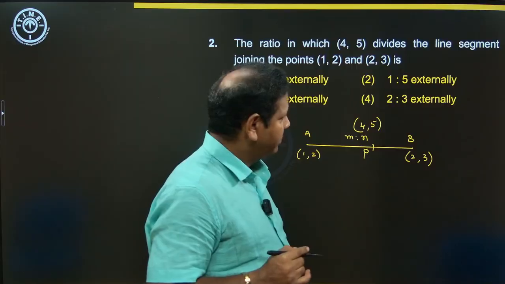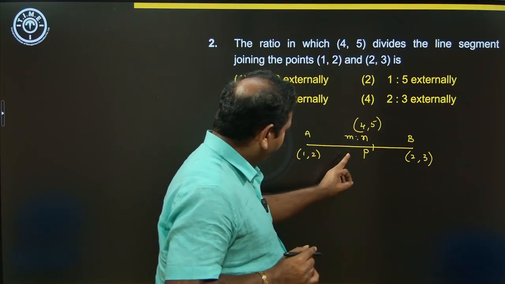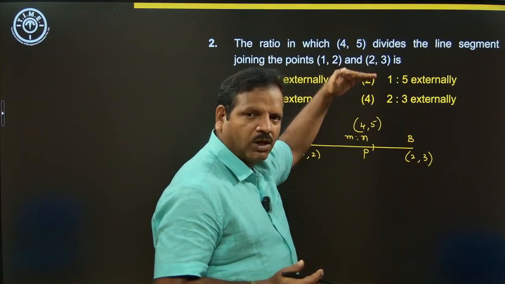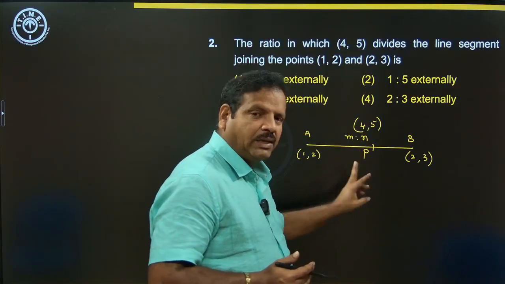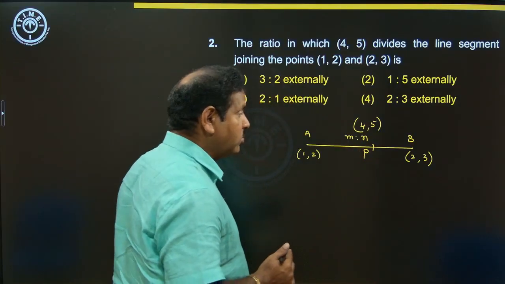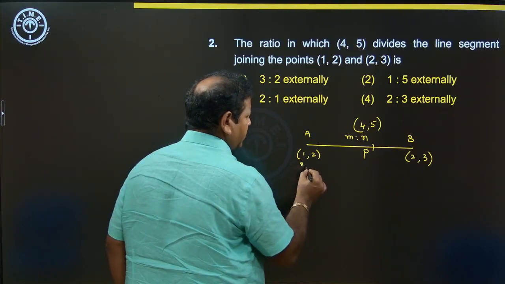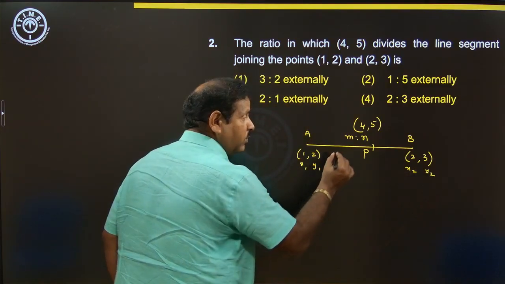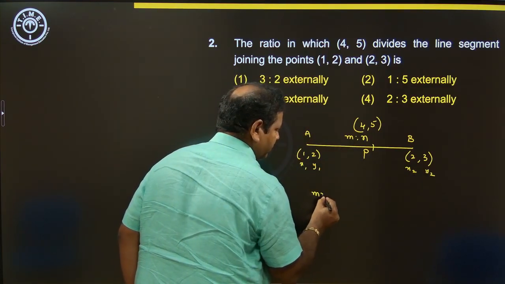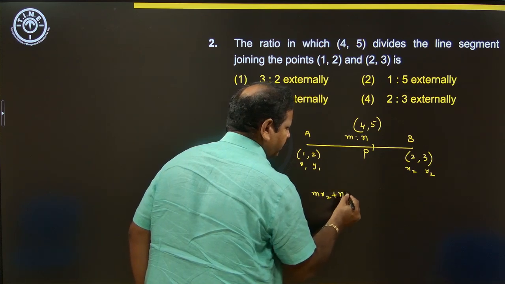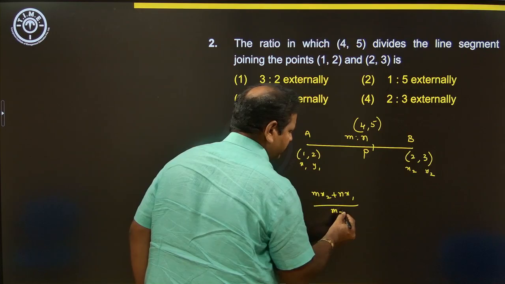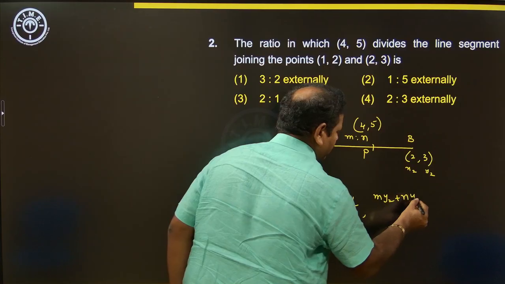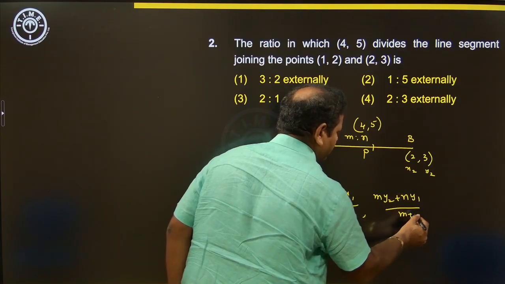I will explain this with 2 methods. First, the conceptual method. P is dividing AB in the ratio of m is to n. Just forget about this point 4 comma 5. If you want to find out P, how do you find it out? Section formula. Take these two as x1 y1, x2 y2. Then the section formula is (mx2 plus nx1) by (m plus n), (my2 plus ny1) by (m plus n). Okay, this is the section formula.